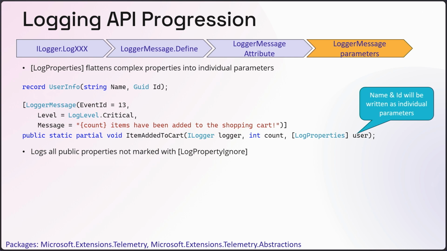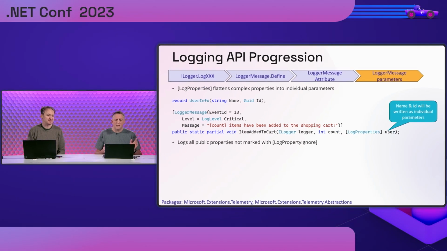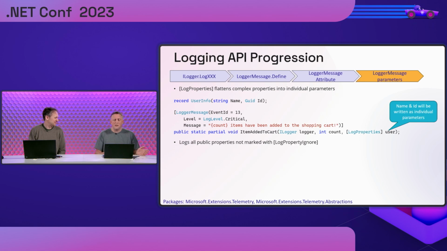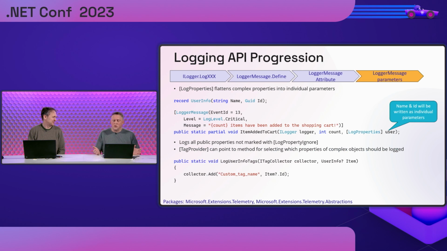Akin to most of our serialization, if you don't want particular properties, you can use the LogPropertyIgnore attribute to tell it to ignore specific ones. Or if you want full control, you can use the TagProvider attribute to delegate the functionality to a particular method. And it can then write out whichever properties it wants in whatever format it wants. Finally, we've added IEnumerable and IDictionary support. So if you pass one of those into a log message, all the members of those will be emitted, which is great for small ones, but if you pass a large dictionary, you're going to be in trouble.